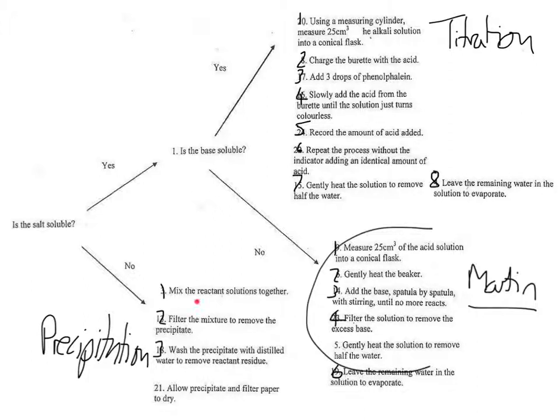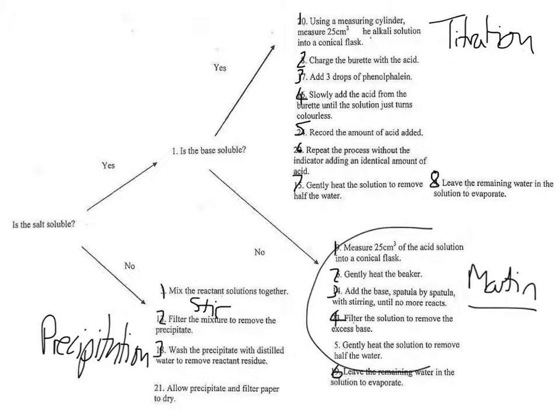So you mix together two reactant solutions. Something I should say in there, which is an exam point, is that you need to stir them, then you filter them, then you wash the precipitate with distilled water, and then you allow the precipitate to dry. So those are my three techniques, but the key to choosing them is deciding if the salt is soluble.